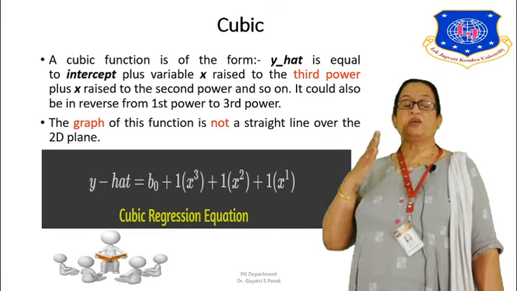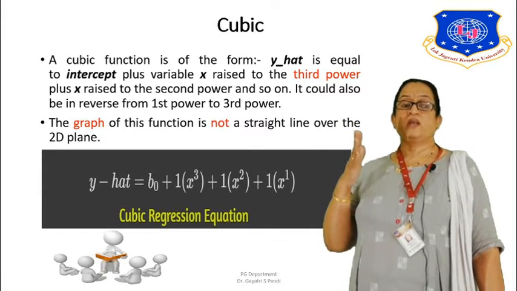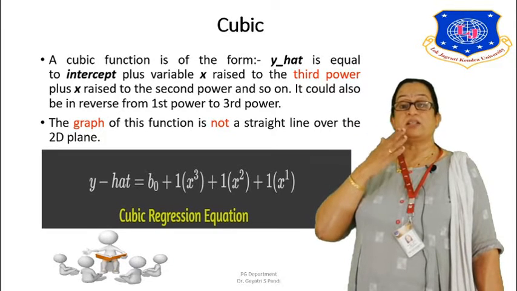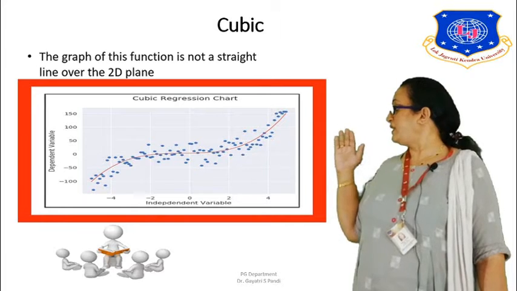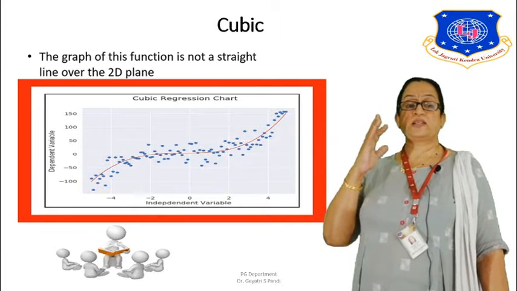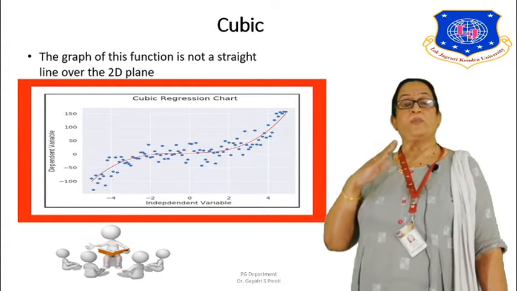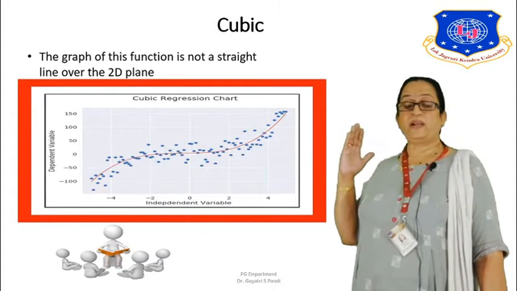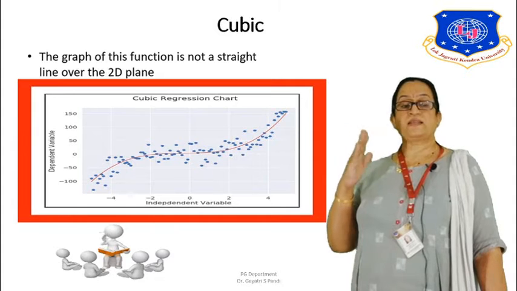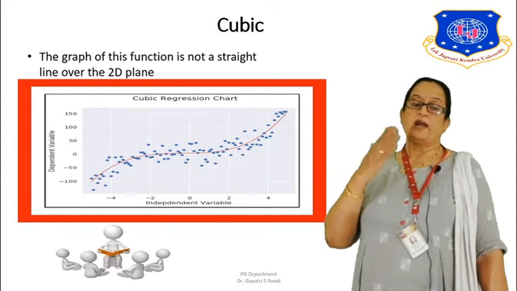So this is a cubic regression equation, and the graph it draws is not a straight line but a curve. Here you can see this is the graph, it is an arc. It is the representation of a cubic regression chart where you have the independent variable on the x-axis and the dependent variable on the y-axis.